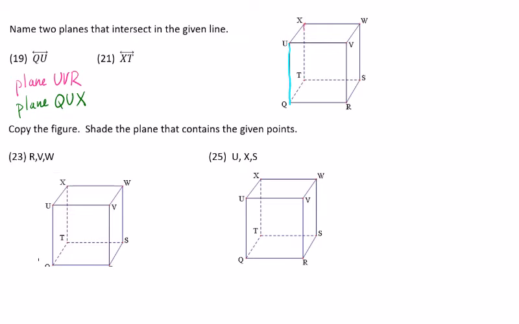All right, and then 21, XT. So XT is this one here. So one plane is the one we just mentioned, right? Which is QUX, right? That one's one of them. And the other one is going to be this one here. So plane XWT. All right.